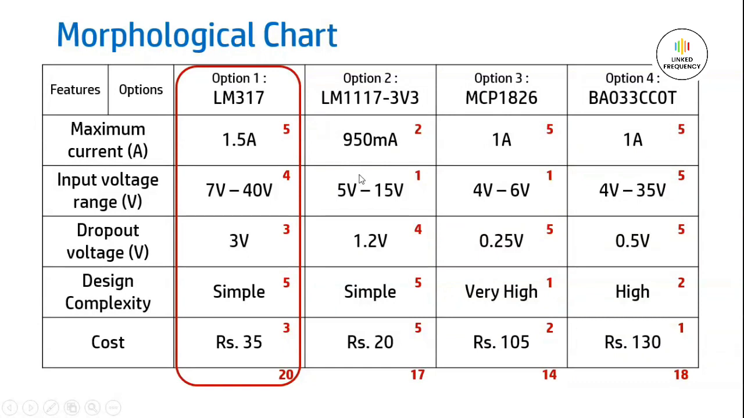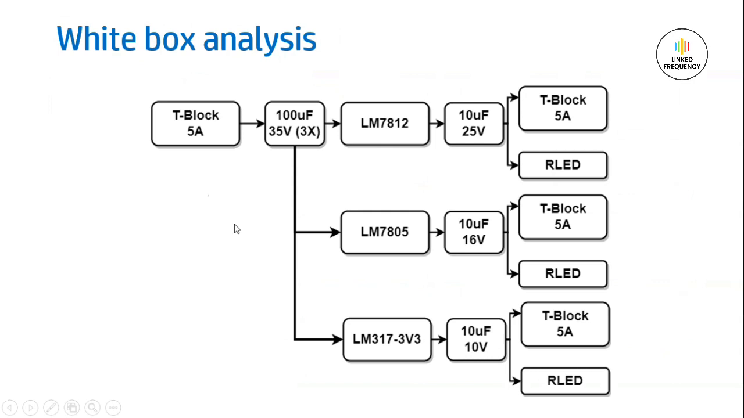wherein in our previous case, we have selected LM1117 because the input voltage is 12 volt. Right now, our input voltage is not 12 volt because it should be more than 12 volt so that we can generate a 12 volt regulation as well in the same input source. That's why we are going to go with the LM317 circuit. This is how the morphological chart is helpful for converting black box analysis into a white box analysis.